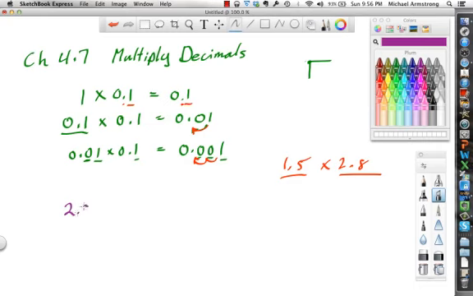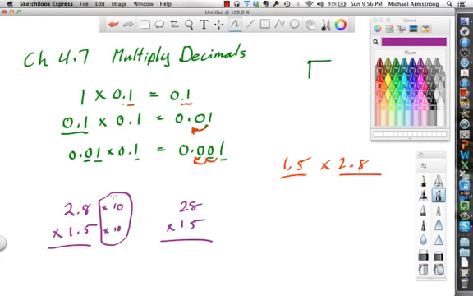So 2.8 times 1.5 looks like this, but we don't really want to multiply with these decimals, so we multiply by 10, the top and the bottom, so that we have 28 times 15. This multiply by 10 we're going to undo a little later. Okay, we're going to go ahead and multiply. 5 times 8 is 40. 5 times 2 is 10, plus 4 is 14.